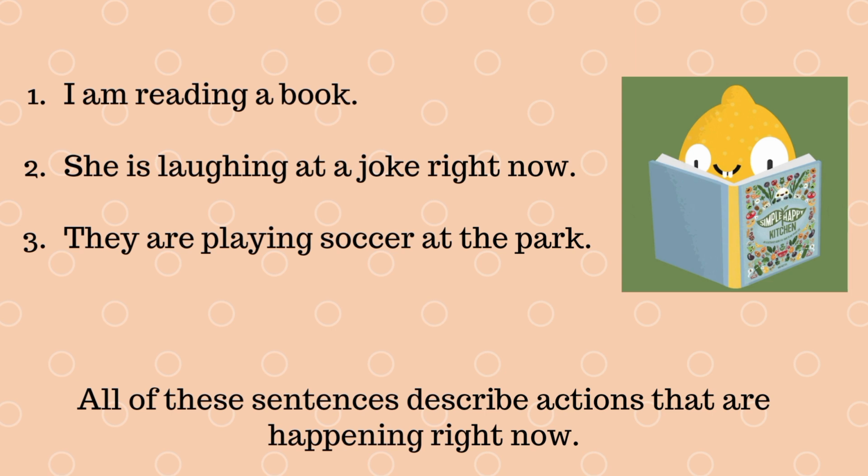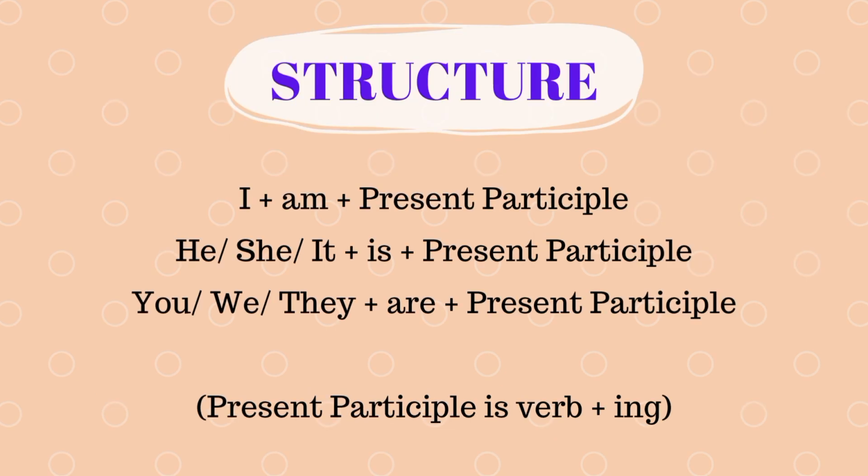Now, let's talk about the structure of the present continuous tense. To form this tense, we use the verb to be in the present tense, followed by the present participle of the main verb. You can compare the structure to the examples to have a better understanding.